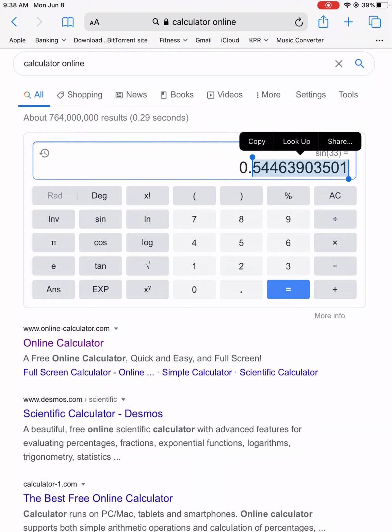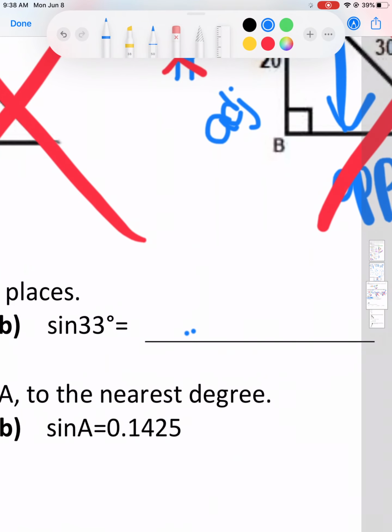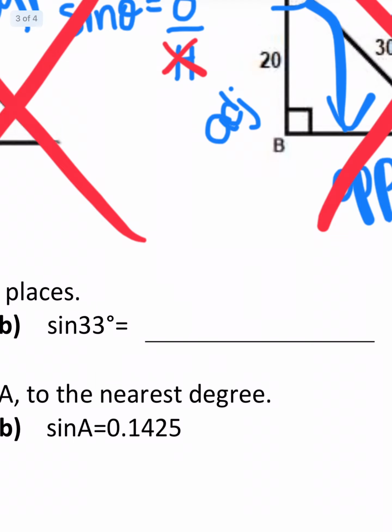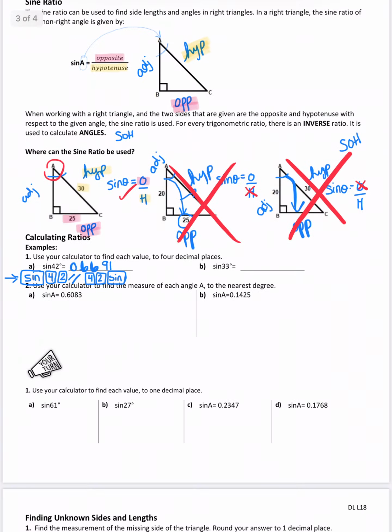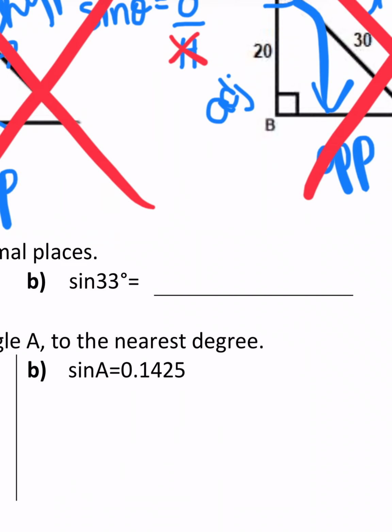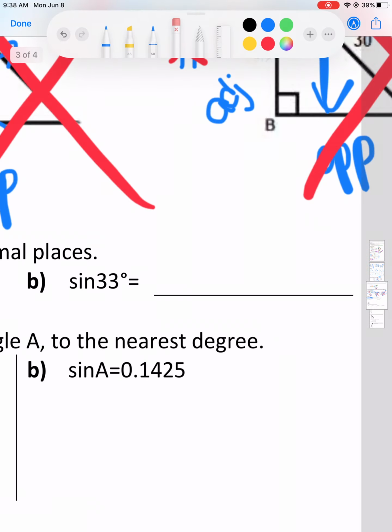Let me see if this works. Hold on. Copy. Oops. Okay, no, it's not working. Anyways. What did we say? We said 0.5.